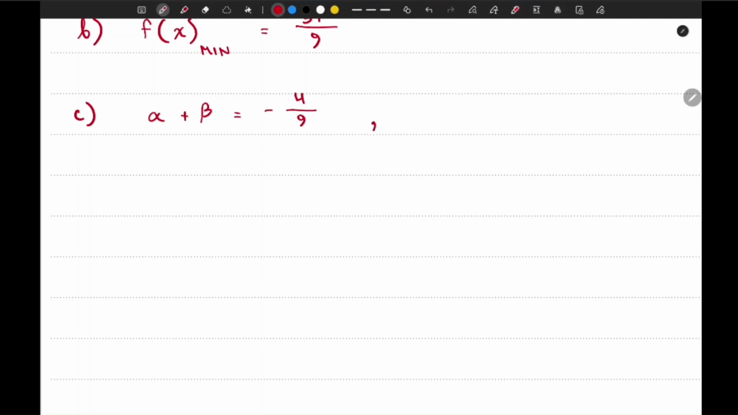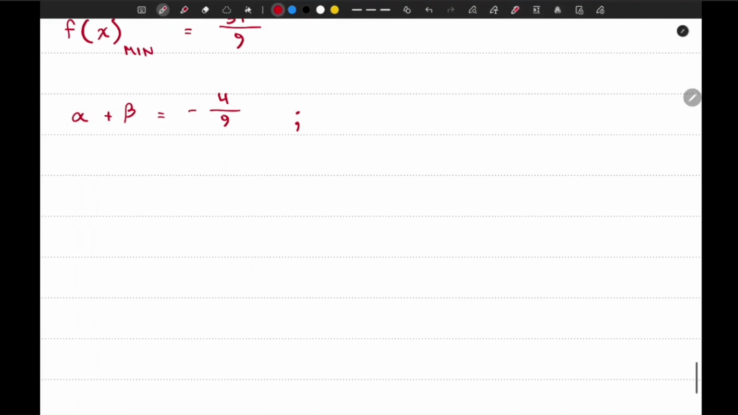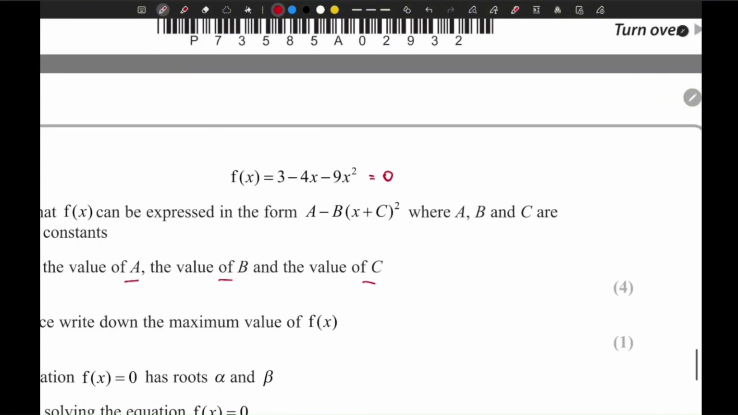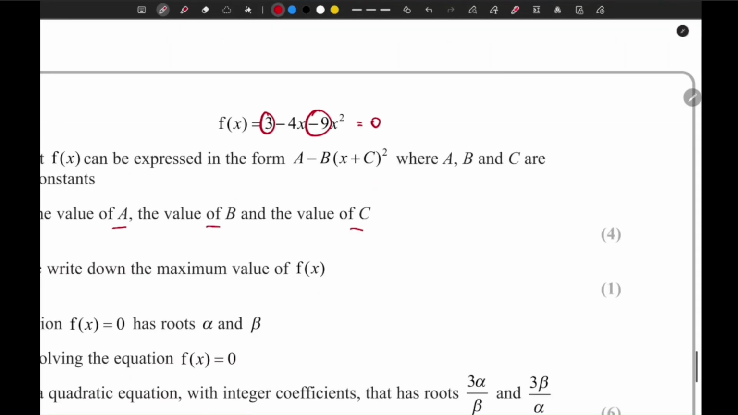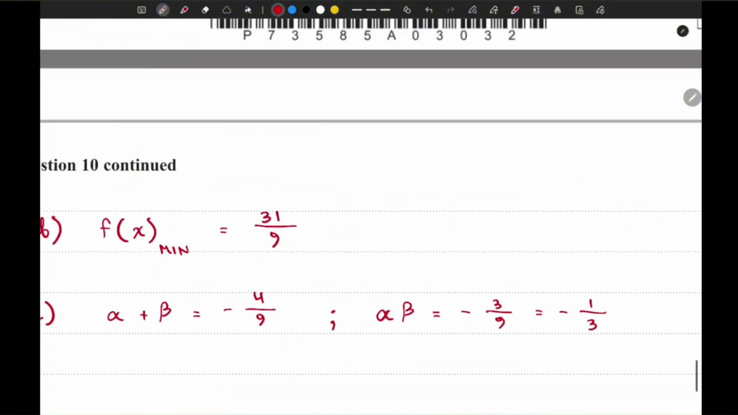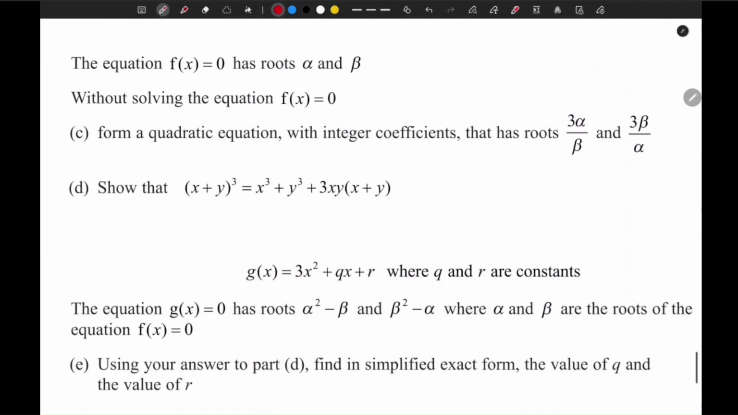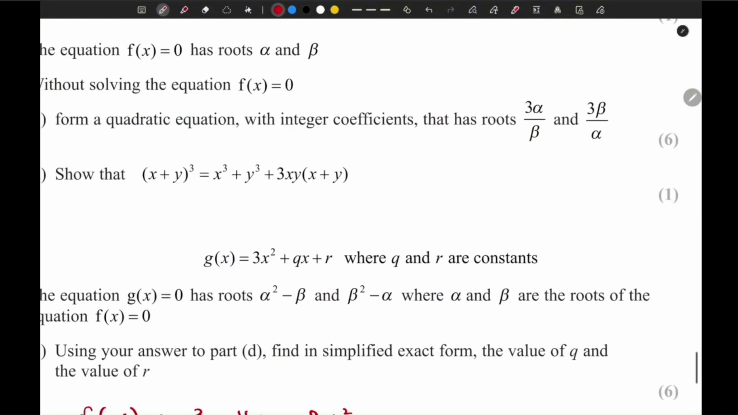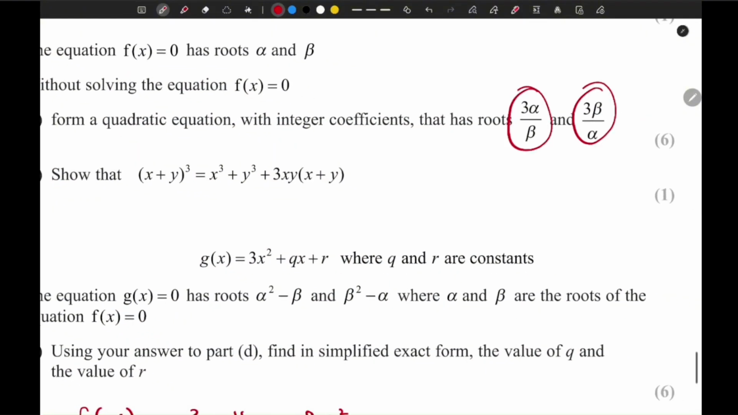And the next thing we need to do is find the product of the roots, which is alpha times beta. The formula for this is c over a. The value of c is this and the value of a is this. So that's negative 3 over 9, which is equal to negative 1 over 3. And then move on to the question, which is we need to form a quadratic equation with integer coefficients, which has roots 3 alpha over beta and 3 beta over alpha.